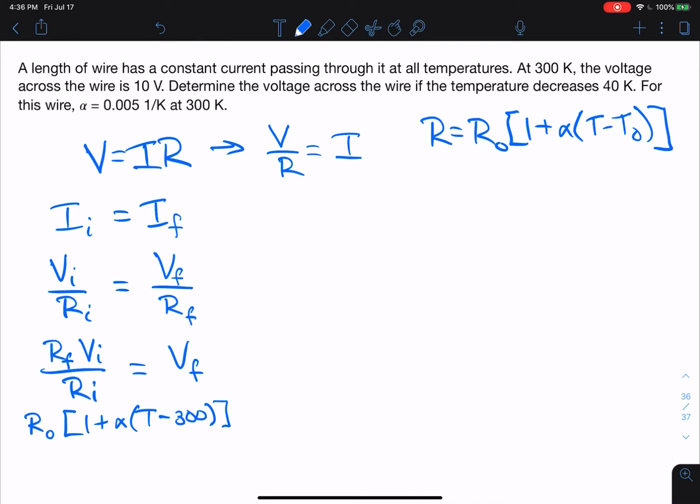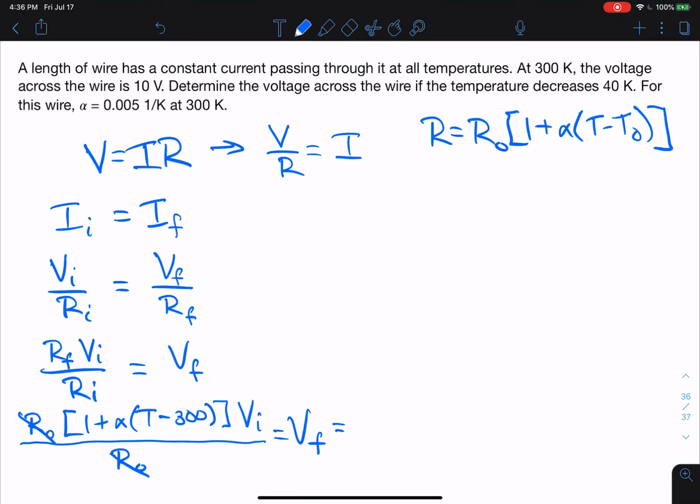And that's important to take note of because this initial resistance happens at 300 Kelvin. So that must be R naught. My initial resistance is actually just R naught. Okay, so continuing on, the R naughts are going to cancel. Let's go ahead and put in the values. So I'm just going to write these on the other side.